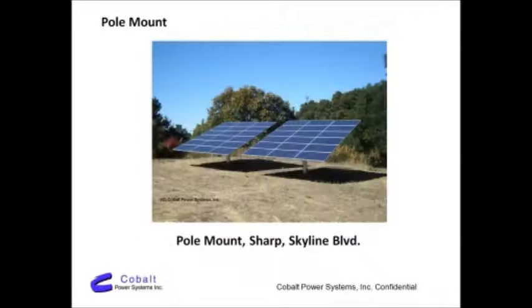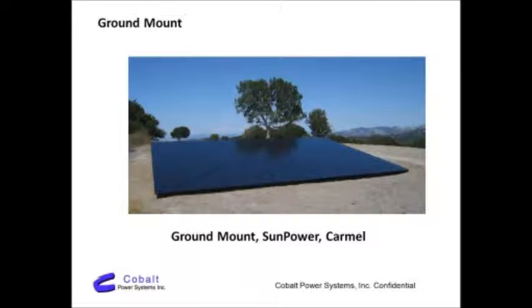So there's a pole mount. Here's another pole mount, and this is up on Skyline Boulevard, and again this is the older Sharp type module where you see the aluminum frame and the grid lines, but it gives you a better way of seeing the construction technique with a single pole holding it up. And of course we trenched from here up to the house, which is to your left, in order to bring the DC power up. Okay, and then here's a ground mount, and this is in Carmel, and this is SunPower.